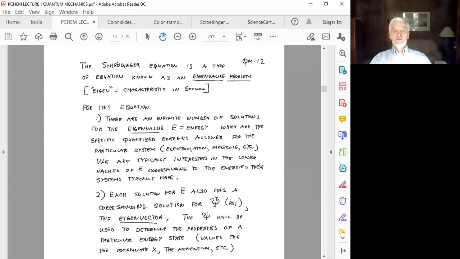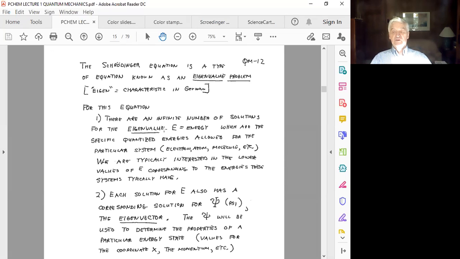Okay, so more about this problem. The Schrodinger equation is a type of equation known as an eigenvalue problem. Eigen is the German word meaning characteristic. And for this equation, as I said, there are many, many solutions of capital E, the energy level. In fact, there are an infinite number of solutions.